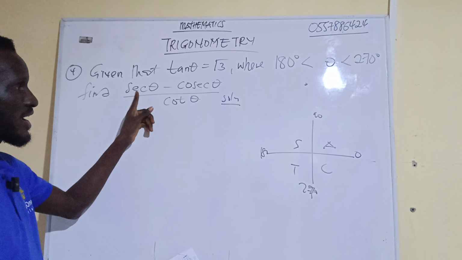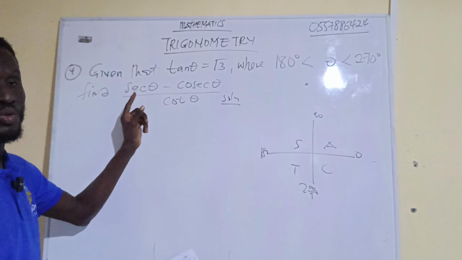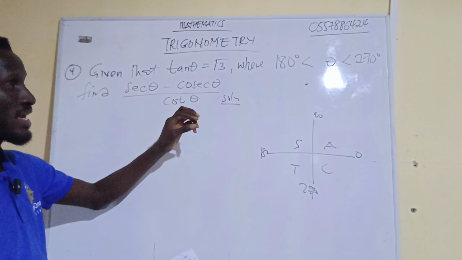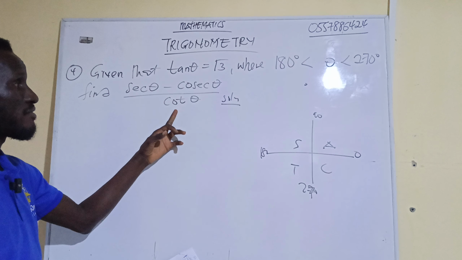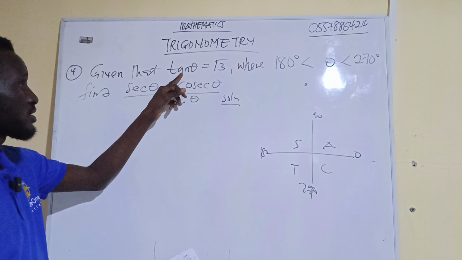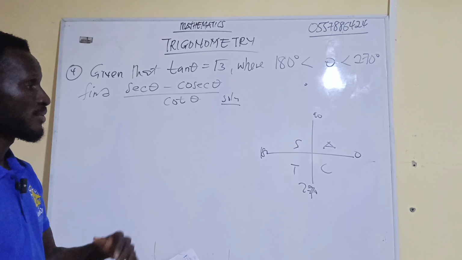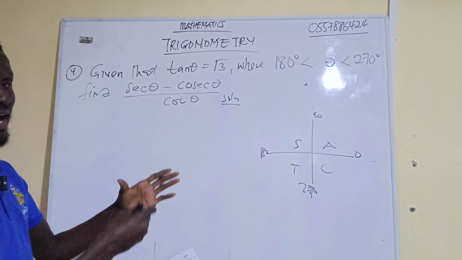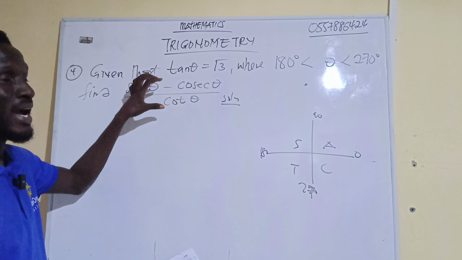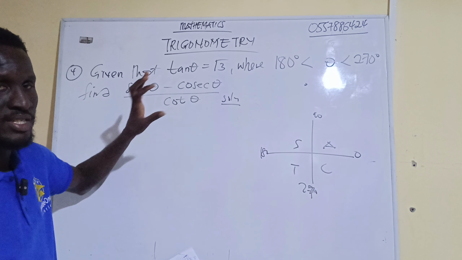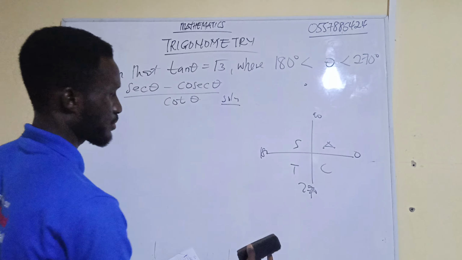And you know, before we can find the sec, we need to look for the cosine. Before we can find the cosec, we need to look for the sine. And before we can find the cot, we need to look for the tan, but the tan is given in the question. So what we have to do is draw a right triangle, find the cosec and the sec, and substitute into this expression. Then we simplify. That is all. It is so simple.